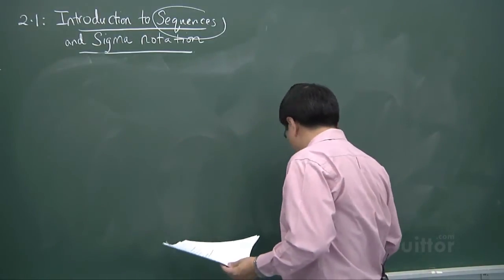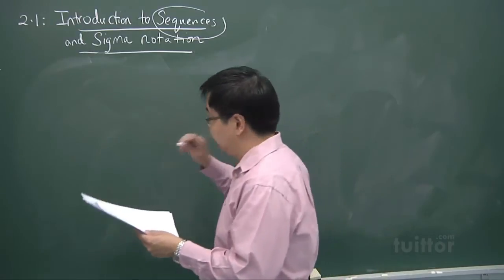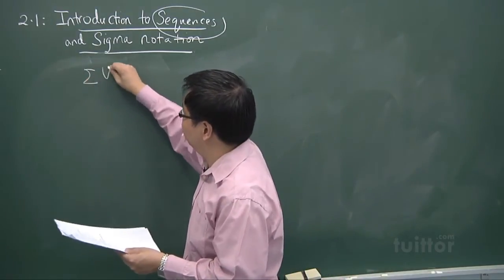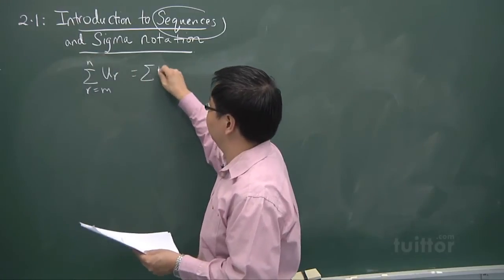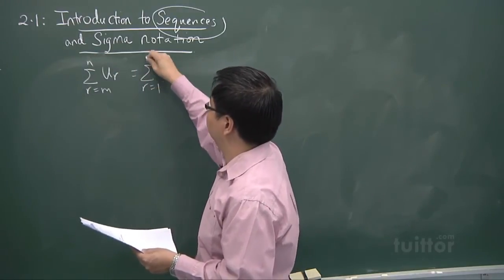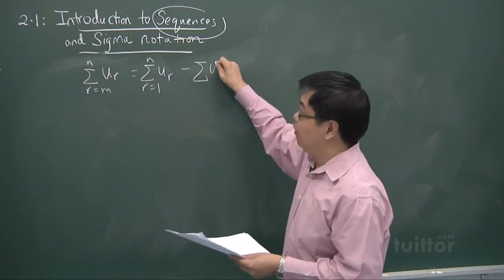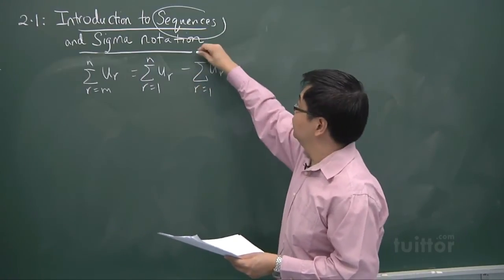Okay, for this second law, as I mentioned to you already, the sum of u_r from m to n is the summation of u_r from 1 to n minus the summation of u_r from 1 to m minus 1.